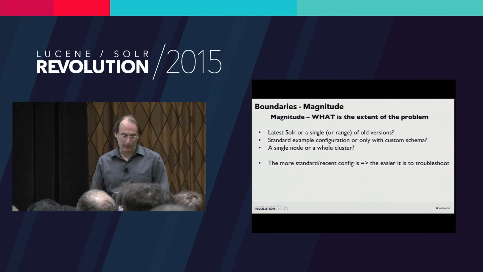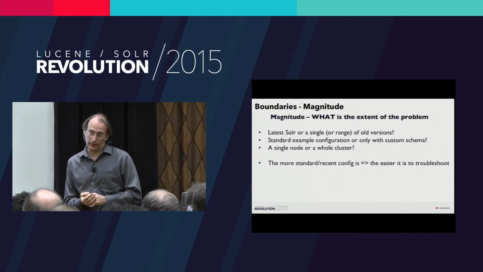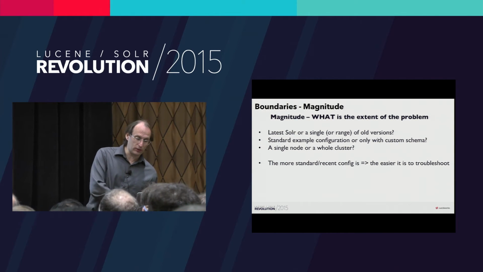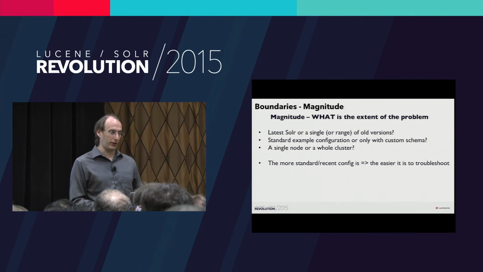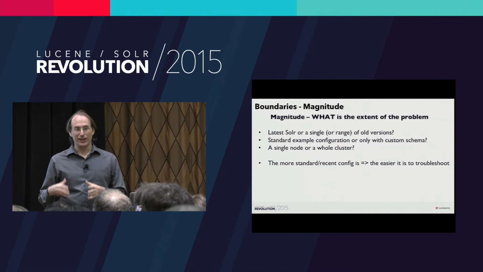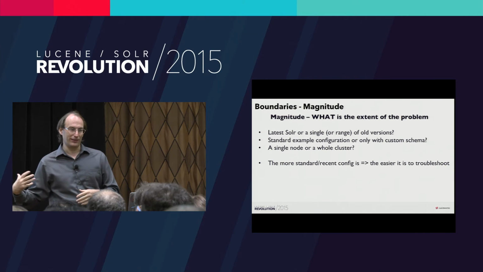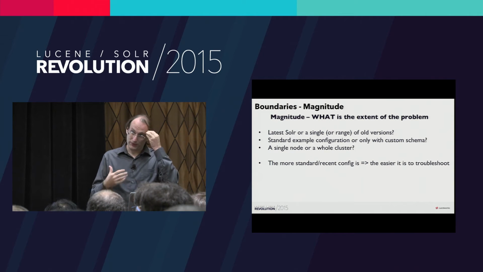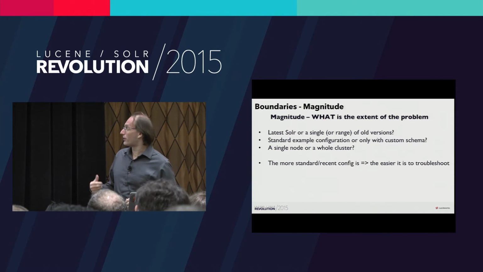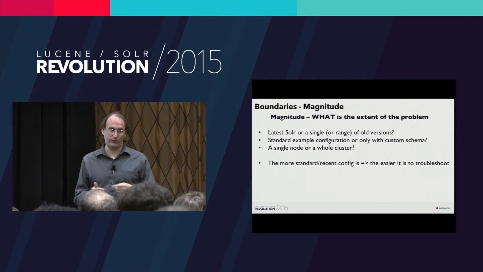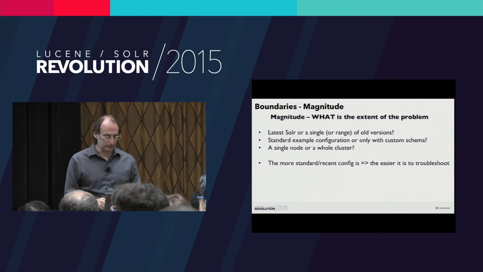The next boundary is magnitude. Magnitude is the extent of the problem, and it's whether the problem applies to the latest Solr or an old version. When you ask a mailing list for help and you have Solr 3.2, you need to say it's 3.2, unless you've tested it on 5.3 and it still happens there, right? Because something that affects that old version may not affect the new version. You kind of need to know that range. Or if it happens on 5.3 but doesn't happen on 5.2, that's the same. So you can see those variables interplay a little bit.